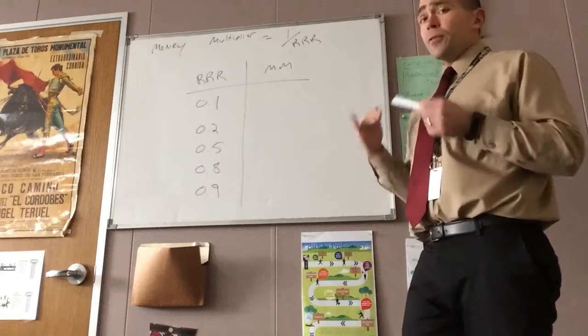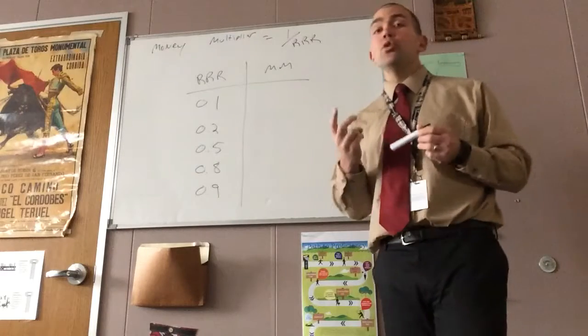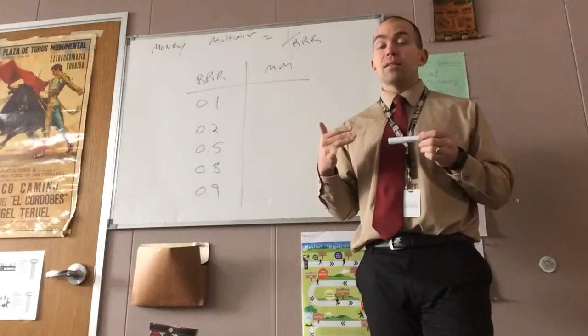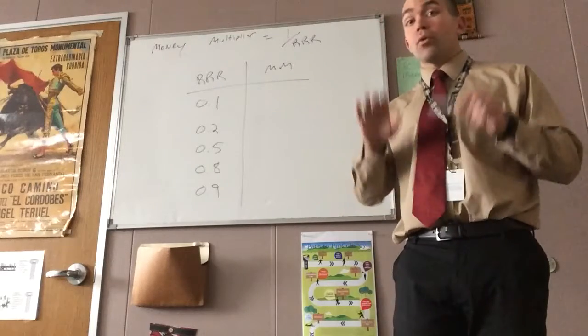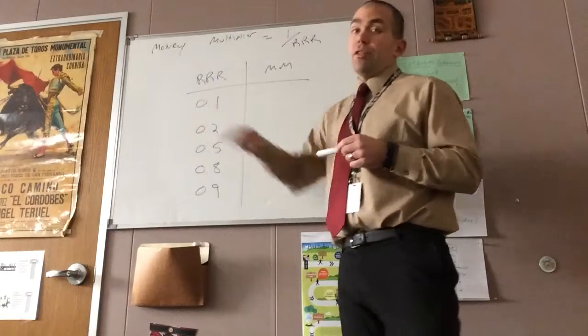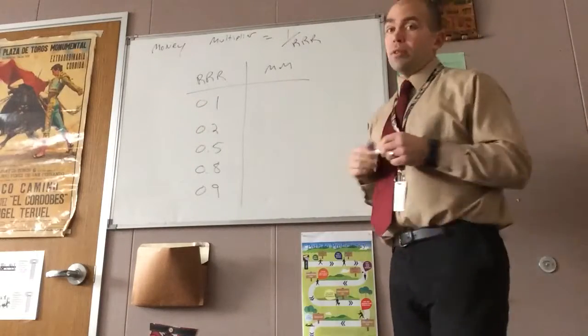So the first thing we do is, there are two concepts here: when the Fed buys and sells bonds, and when you deposit money into a bank. But right now we're just trying to figure out the multiplier. So if the required reserve ratio is 0.1, what is the multiplier?